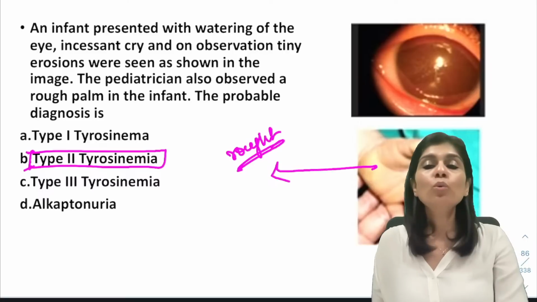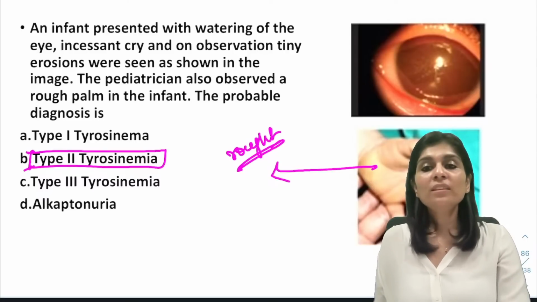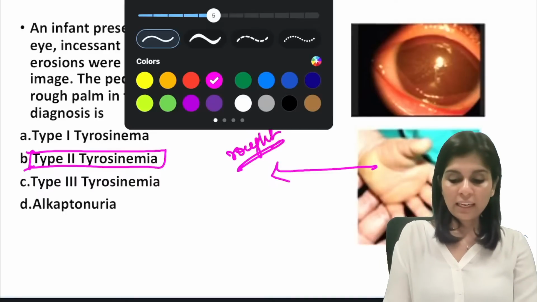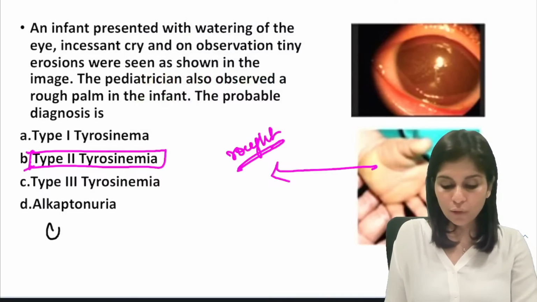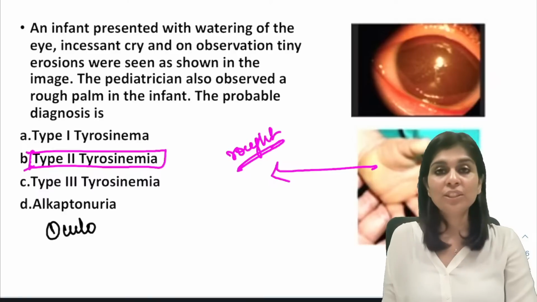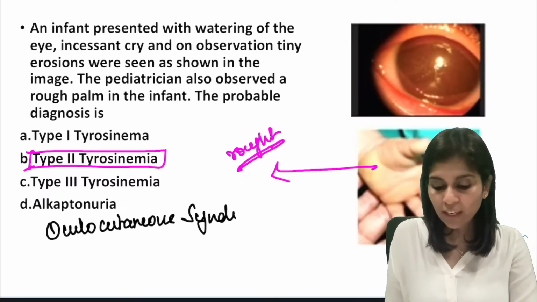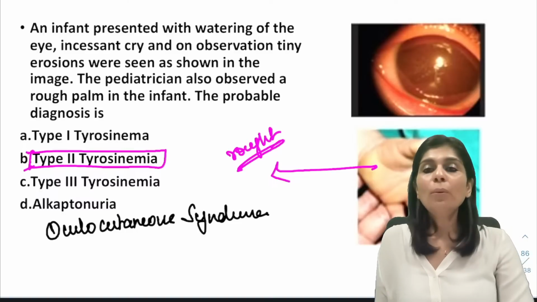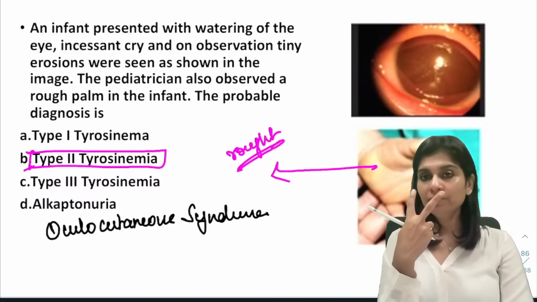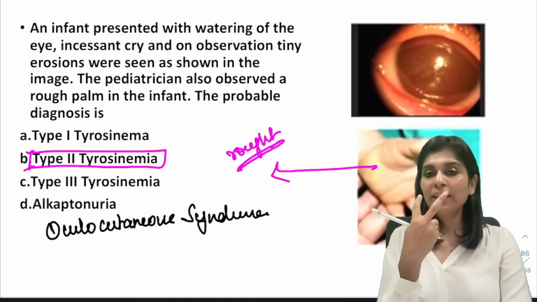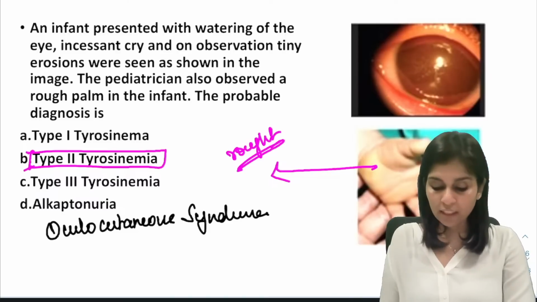If you're asking me how to remember this, will you call this condition oculocutaneous syndrome? Because you see an eye condition and there is a skin condition. So you're going to call it oculocutaneous syndrome. And how many eyes do we all have? We have 2 eyes. So oculocutaneous syndrome is caused by type 2 tyrosinemia.